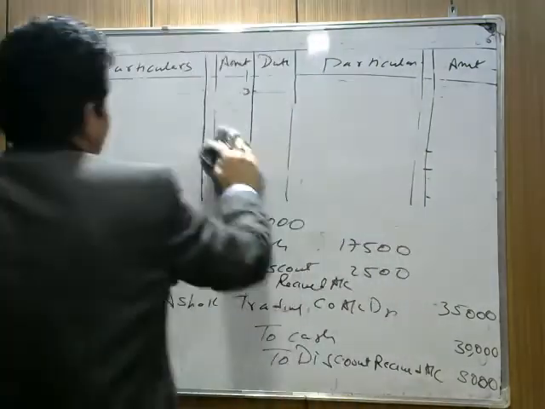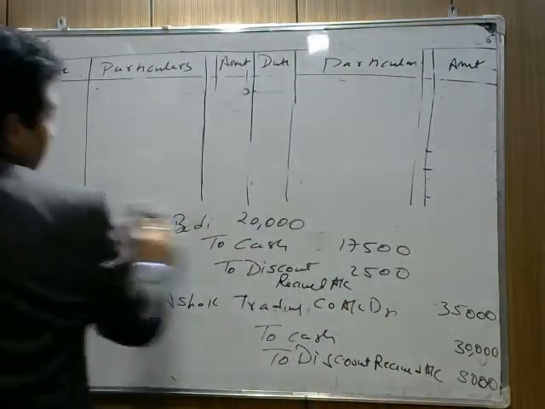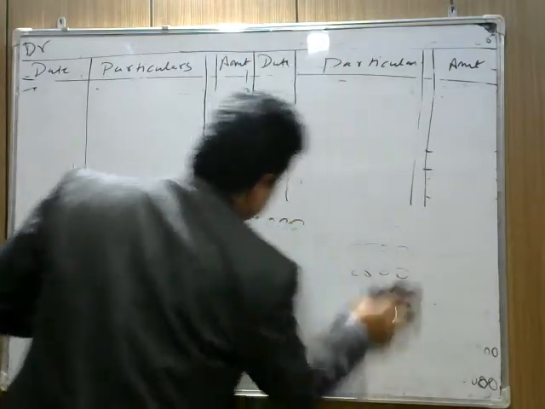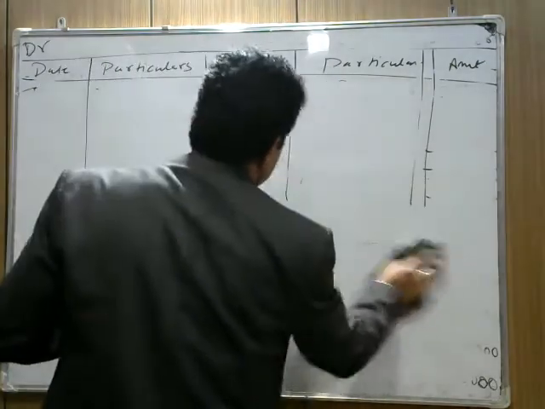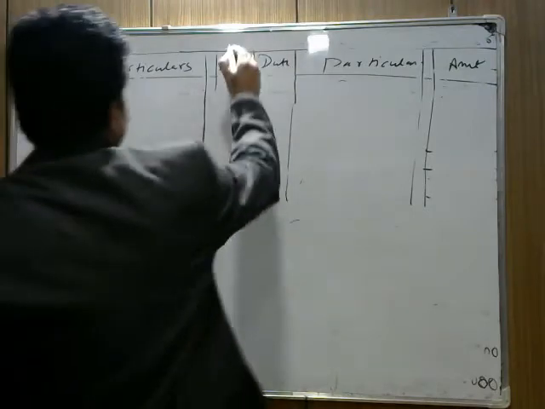Now see where the drawing word is given in the question. Drawing word कहाँ पर है question में? First check this and then we prepare the drawing account. How many transactions related to drawings are there?